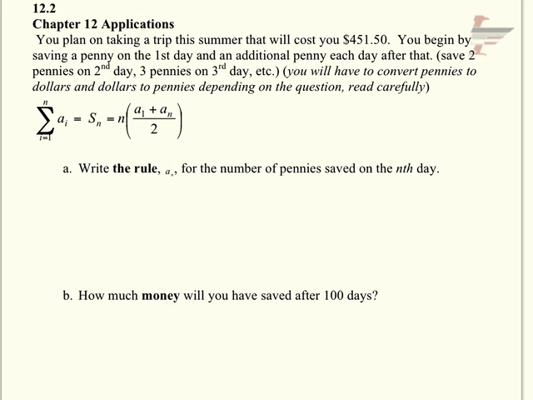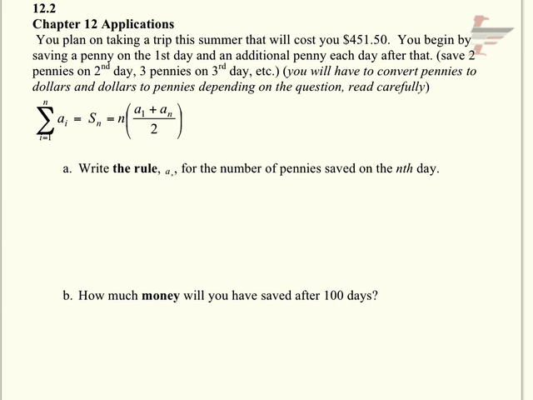Okay, these problems are from section 12.2, which is arithmetic series and sequences. So it says you plan on taking a trip this summer that will cost you $451.50. You begin by saving a penny on the first day, an additional penny each day after that. So you save 2 cents on the second day, 3 pennies on the third day, etc. You will have to convert the pennies to dollars and dollars to pennies depending on the question, so make sure you read it carefully. So part A says to write a rule for the number of pennies saved on the nth day.